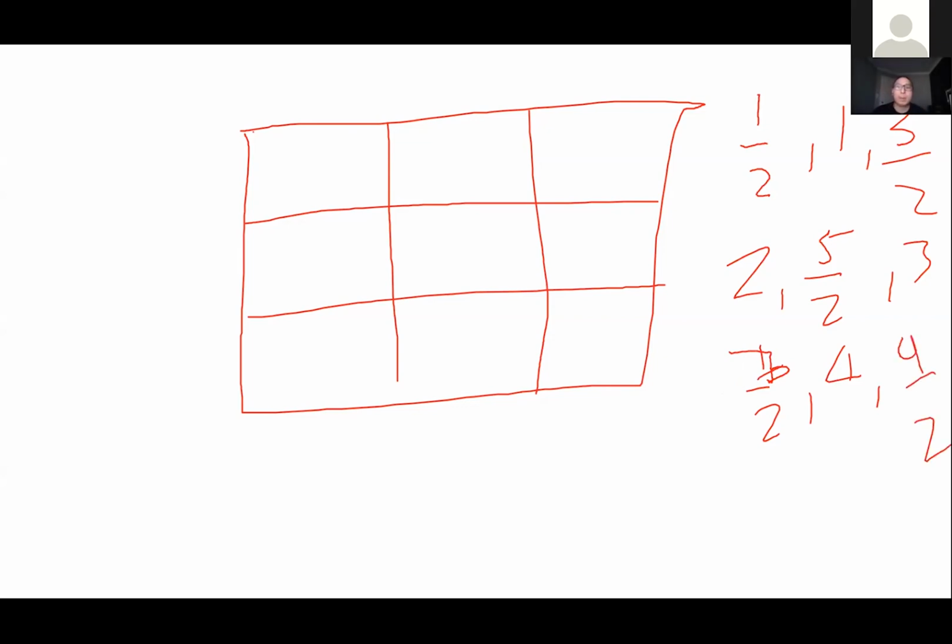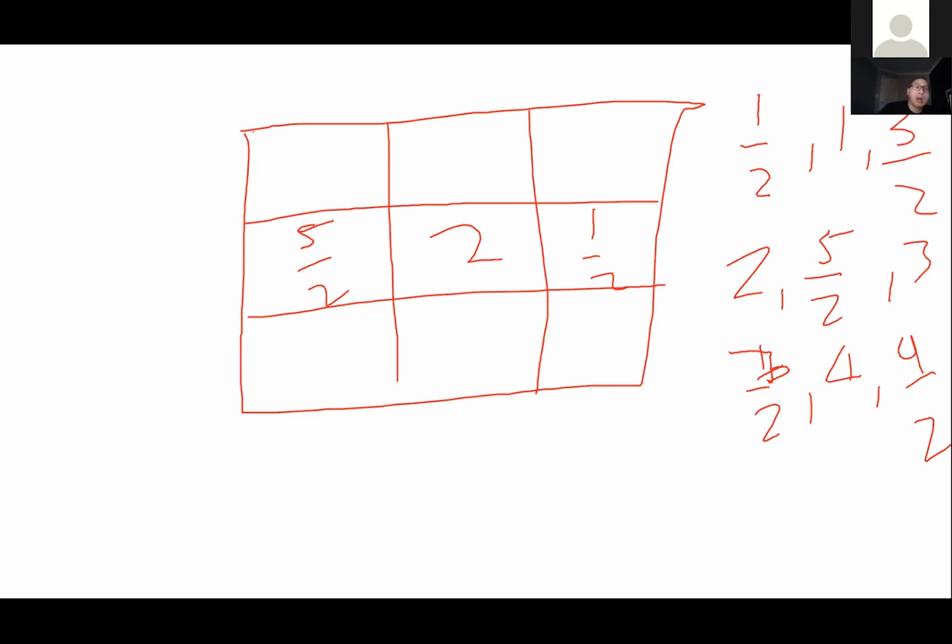So, for example, if I put in a 2 here, and let's say I put in a 5/2 here, and I put in a 1/2 here. What that would mean is when I add that row up, 5 halves add a 1/2 is 3 wholes. 3 wholes add 2 wholes is 5. So this row adds up to 5. Now every other row and column that I do now has to add up to 5 as well.